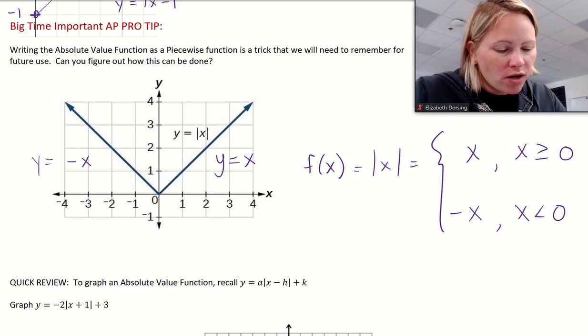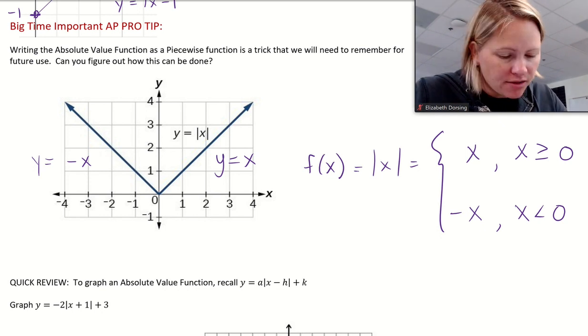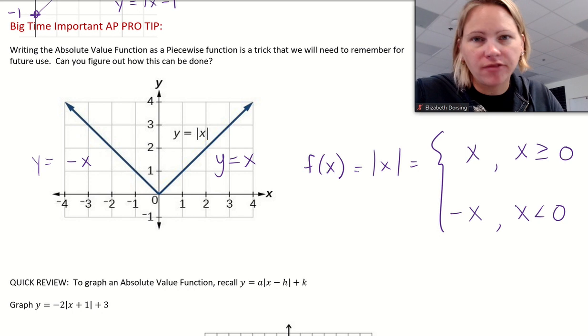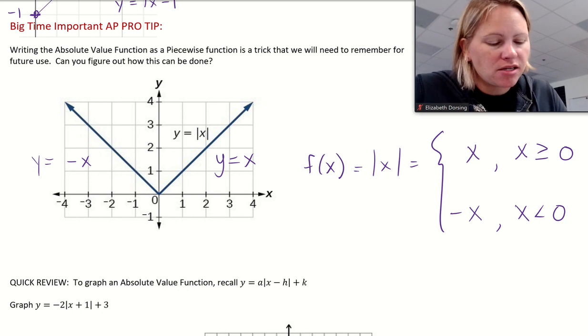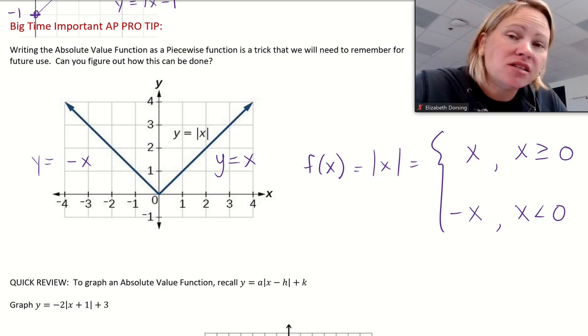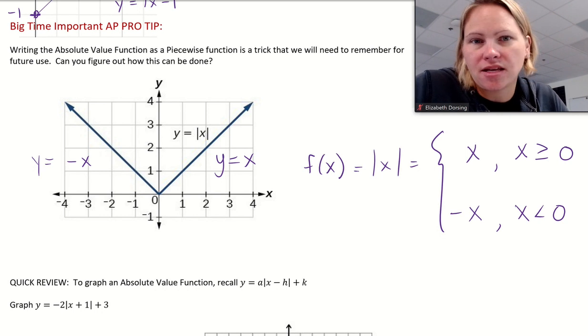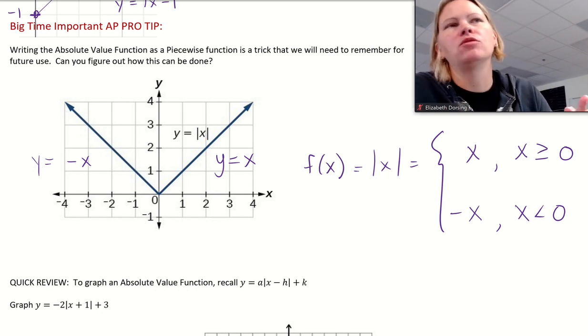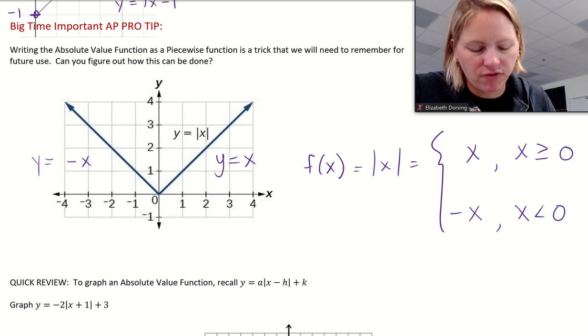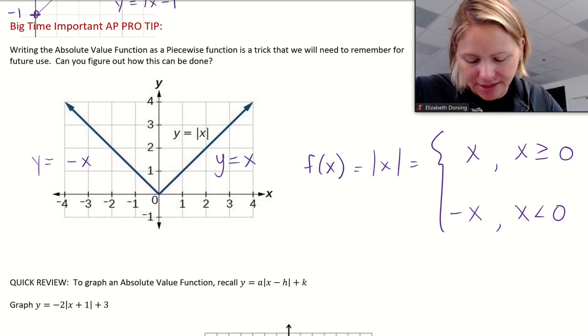So we want to include 0 with the normal x, if you will, the positive x, because technically 0 doesn't have an opposite. 0 is just 0. It's just one of those weird numbers. And so we can't take the opposite of 0. So we always put the 0 with the positive x. That's generally the convention there and the rationale behind it.